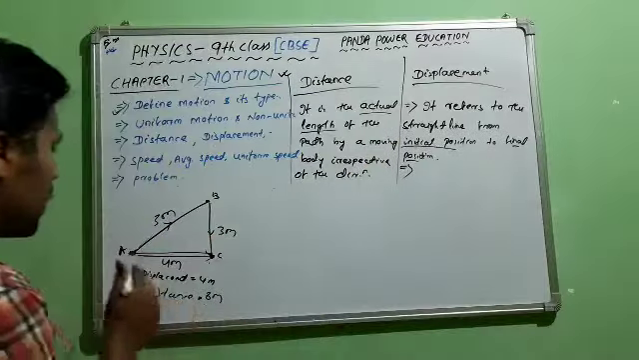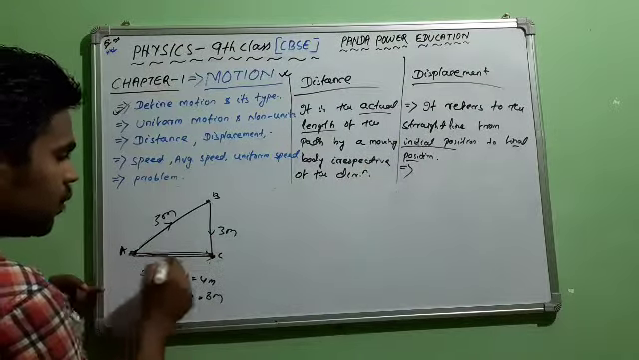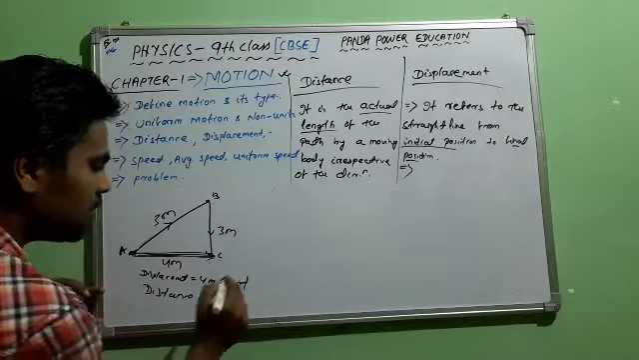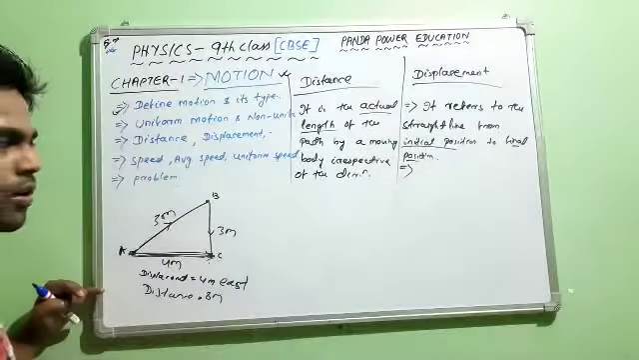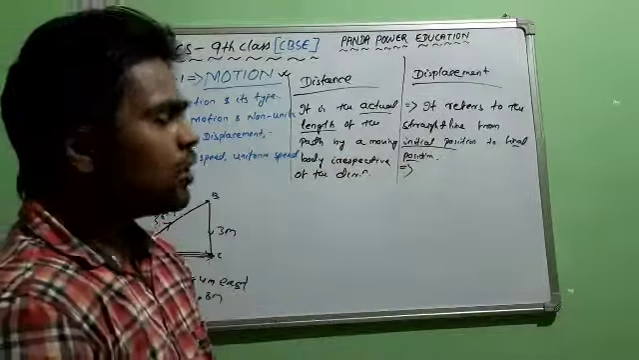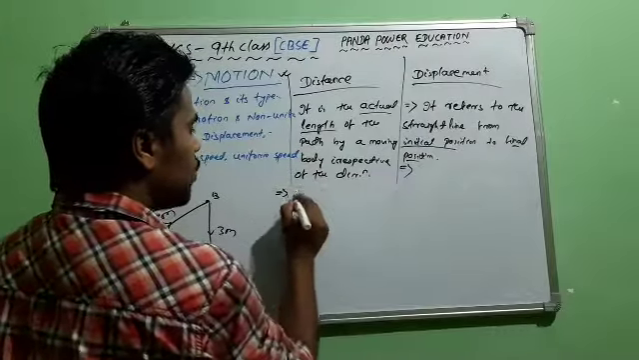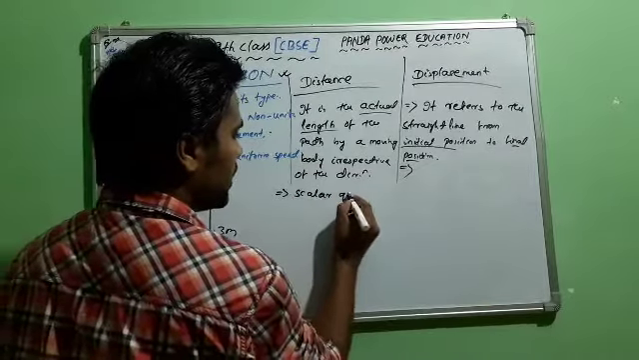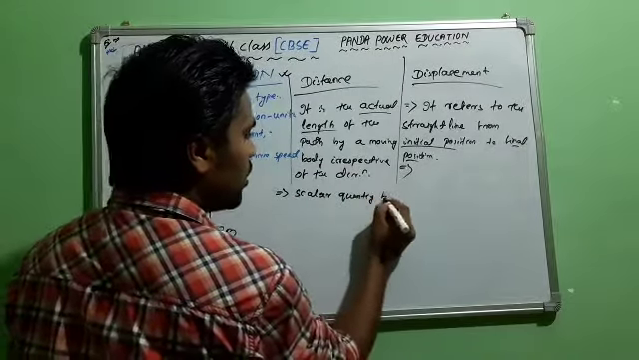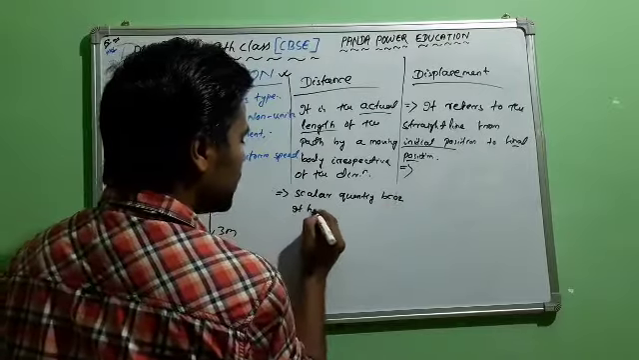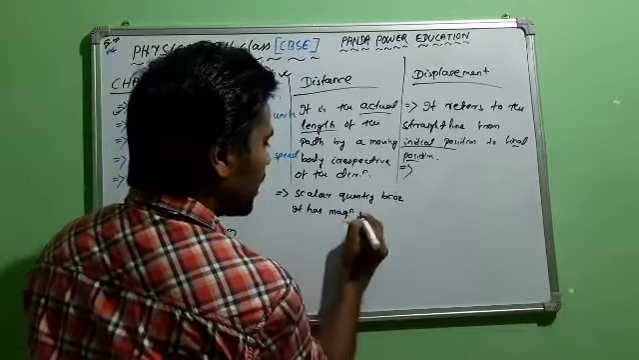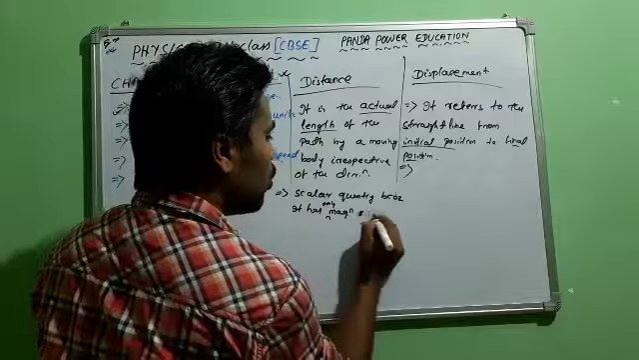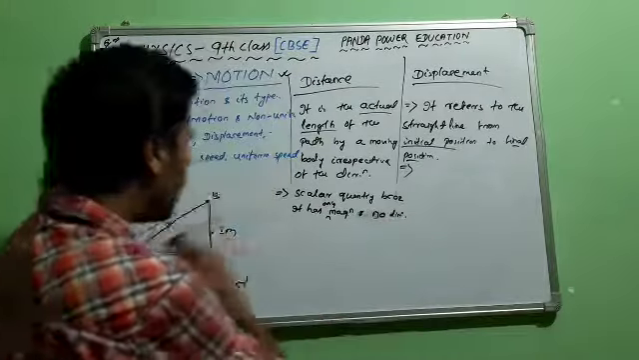But in case of displacement, we bother about direction, A to C. Which direction? East. 4 meter in east direction. Got it? So this is the displacement. So we can tell that distance is a scalar quantity. Why is it called a scalar quantity? Because it has only magnitude and no direction. There is no bother about direction.